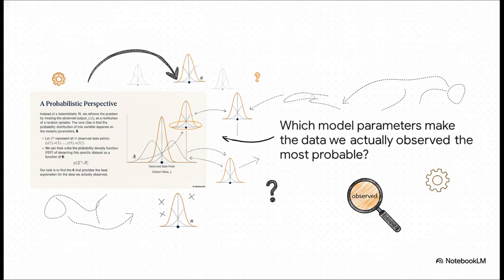Then we ask a much more interesting question. Of all the possible models I could have, which one makes the data I actually saw the most likely, the least surprising? Look at those different bell curves. Each one is a different model, a different setting for our theta knobs. For the gray curves, our data point is way out on the edge. It's a long shot. Getting that data point would be super improbable. But look at that orange curve. Our data point is right near the peak. A model with those parameters would say, yeah, that's exactly the kind of data I'd expect to see. The whole idea of MLE is to pick the model parameters that give the best probabilistic explanation for the data we're holding in our hands.